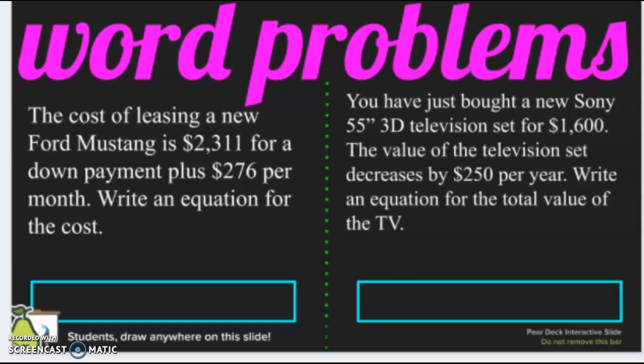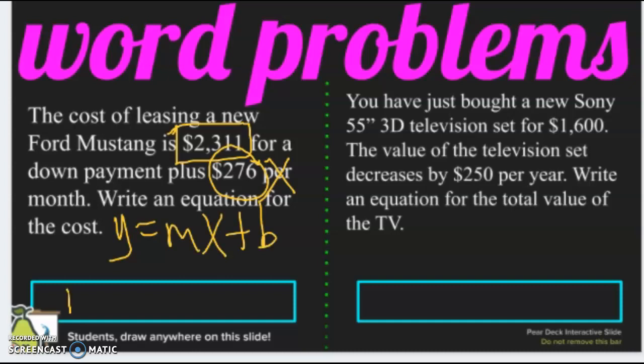Okay, so on word problems, when we're given word problems, we need to identify the slope word, which is per. We put an X on top of it. The number that's to the left or right of it, we circle it, that's our slope number. The other number that's left, we put a box, that is our y-intercept. Once we have our m and our b, we can write our equation in this format. Okay, so we say y is equal to, my slope was 276, forget the x, plus 2,311. And we're done with that one.